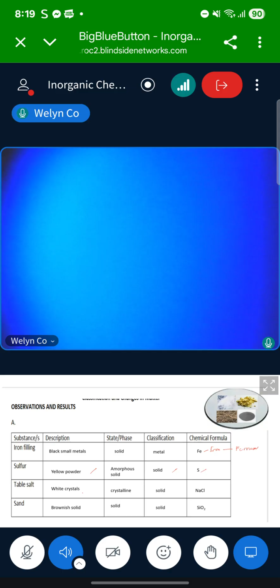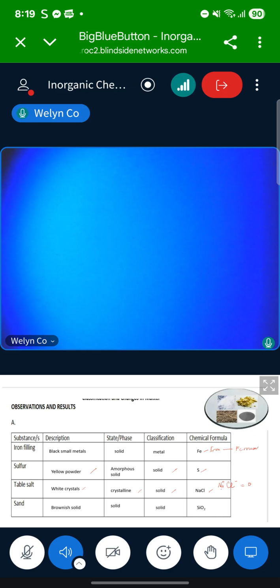For table salt naman, ito yung white crystals natin, crystalline form. It is a solid, and your chemical formula is NaCl2. So your Na, positive 1, Cl, negative 1. What would be the charge of your compound? We know that compound would always have a charge of 0, which is what you call neutral. So let us prove in this.